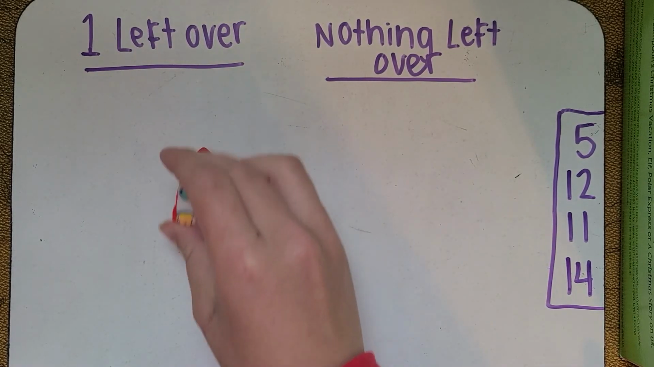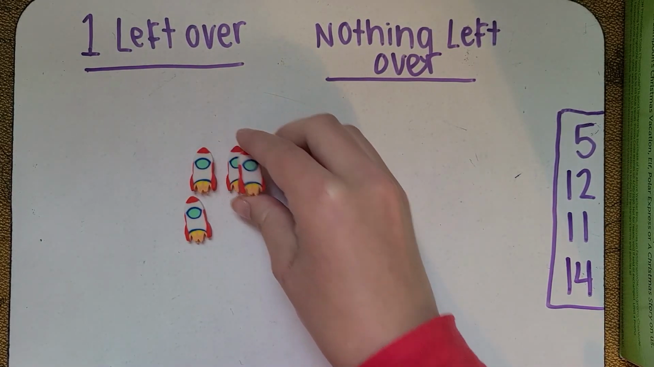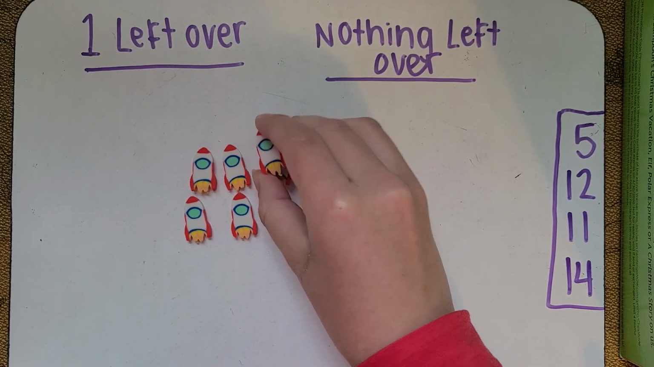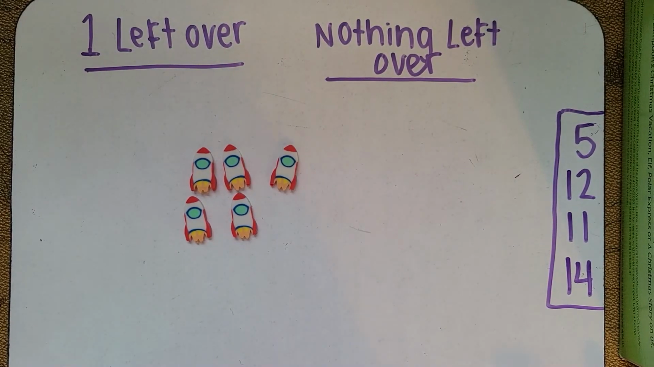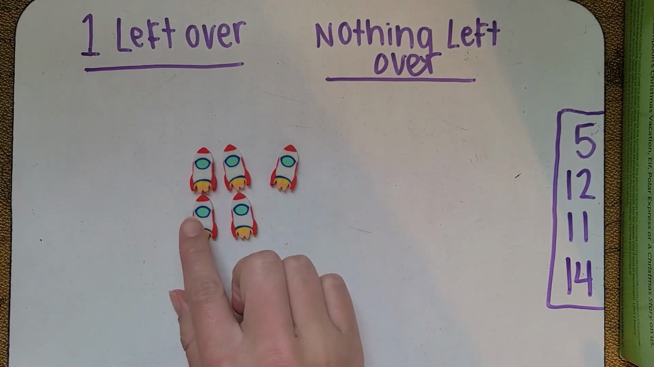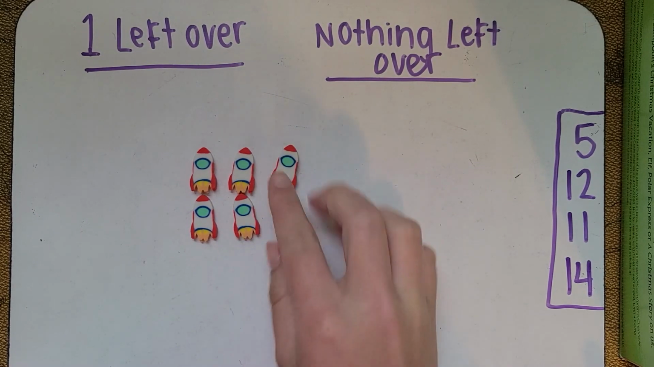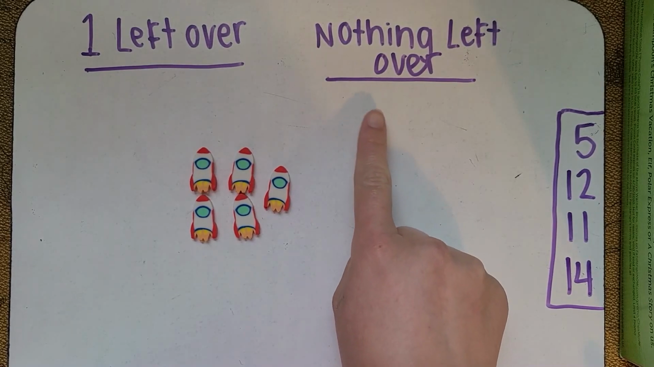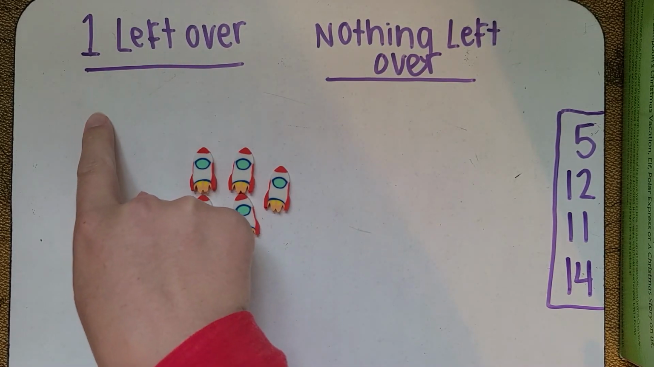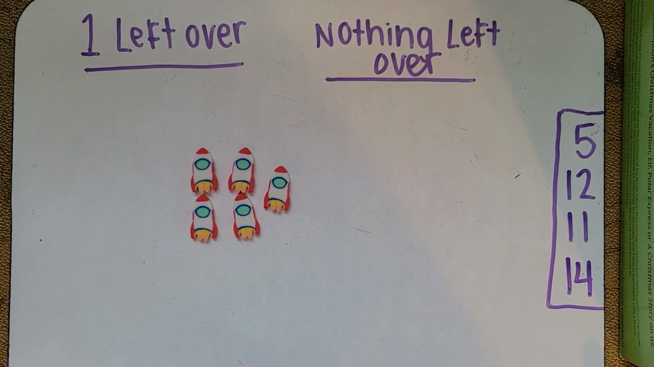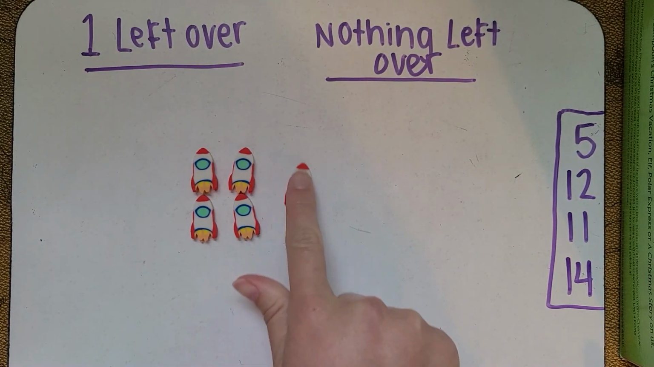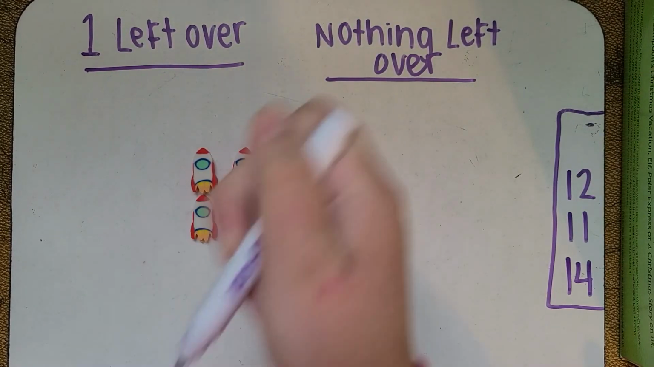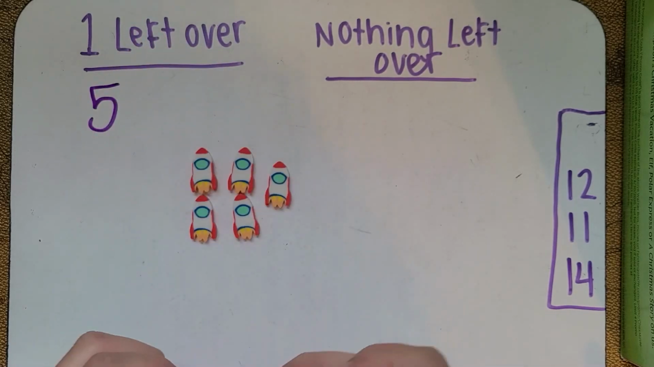So I have 2, 4, oh, and I can't go to 6 because that's too many. So let's do 2, 4, and 5. So I have these 2 rockets make a little pair, these 2 rockets make a little pair, and then I have this lonely rocket left over. So think about it. Do you think 5 goes in the nothing left over column or the 1 left over column? I have 1 little rocket ship left over, so I'm going to take 5 out of my box over here, and I'm going to put him in the 1 left over column.